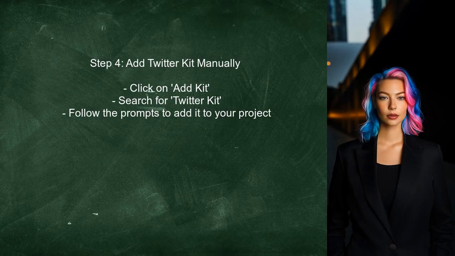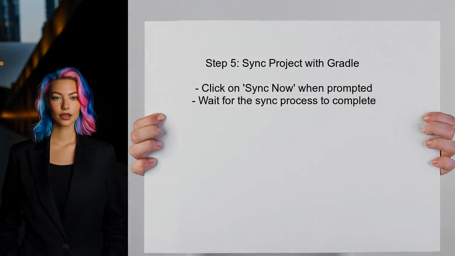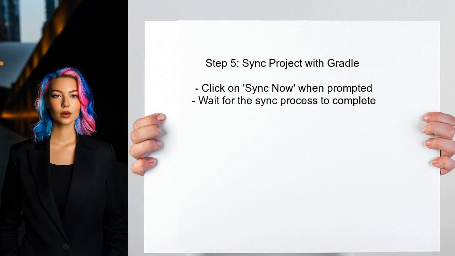If the Twitter kit is not visible, the user may need to add it manually. They can do this by selecting the Add Kit option and searching for the Twitter kit. Finally, the user should sync their project with Gradle files to ensure that the Twitter kit is properly integrated. This can be done by clicking on the Sync Now button that appears.